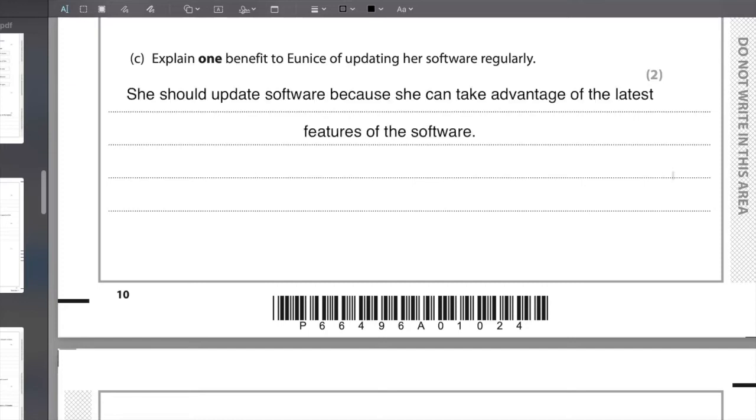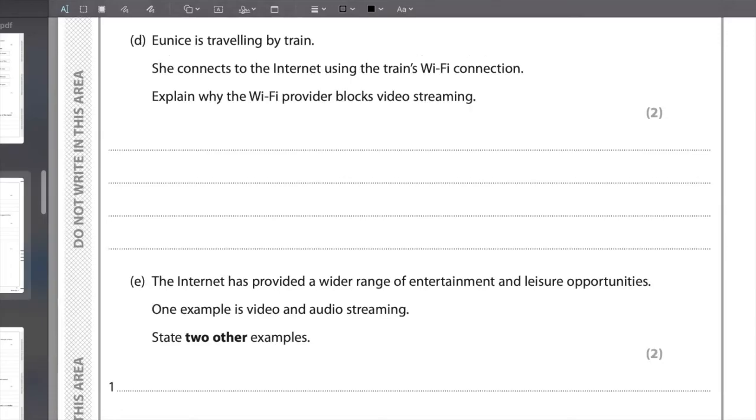So I've written for my answer, she should update software because she can take advantage of the latest features of the software. So she should update software regularly to take advantage of the latest features of the software. D. Eunice is travelling by train. She connects to the internet using the train's Wi-Fi connection. Explain why the Wi-Fi provider blocks video streaming.